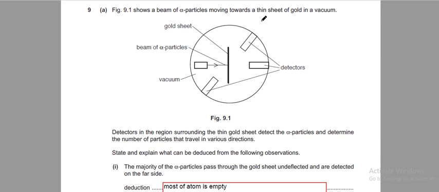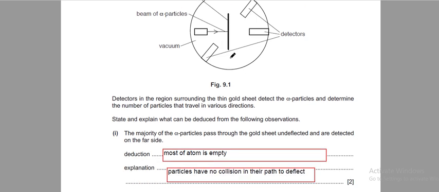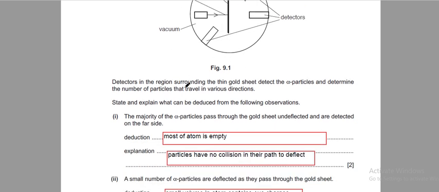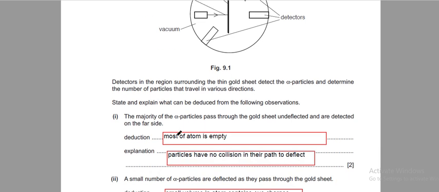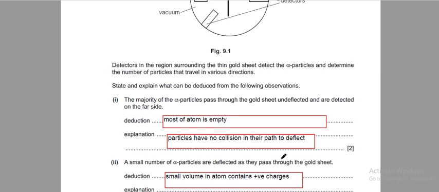The figure shows a beam of alpha particles moving towards a thin sheet of gold in a vacuum, as in the experiment. A detector in the region surrounding the thin gold sheet detects alpha particles and determines the number of particles that travel in various directions. State and explain what can be deduced from the following. The majority of alpha particles pass through the gold sheet undeflected. This means that most of the atom is empty, because the particles have no collision in their path to deflect them.